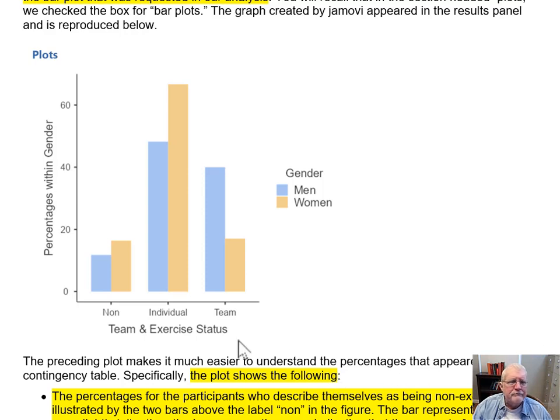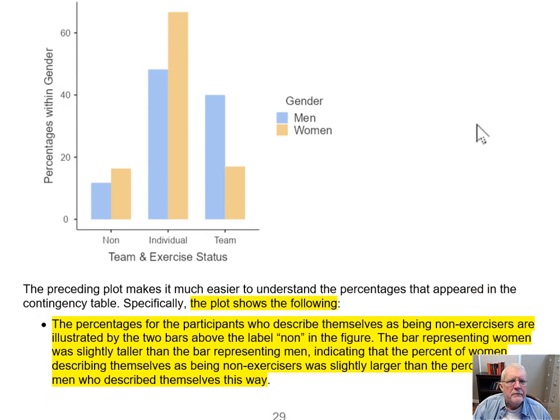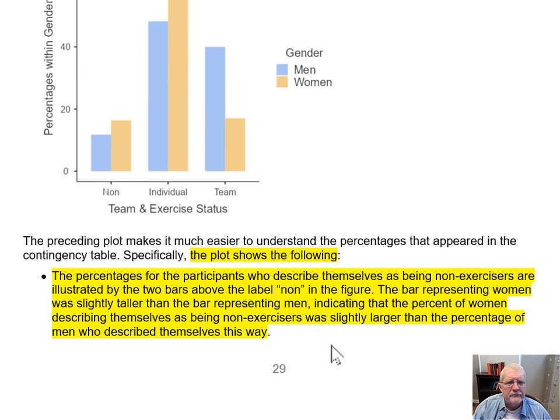Okay, we have a bar plot where the horizontal x-axis is team and exercise status. The legend tells us that the blue bars represent men, the orange bars represent women, and the vertical y-axis is headed percentages within gender. What do we have to say about this? The plot shows the following. Percentages for the participants who describe themselves as being non-exercisers are illustrated by the two bars above the label non in the figure. He's referring to these two bars.